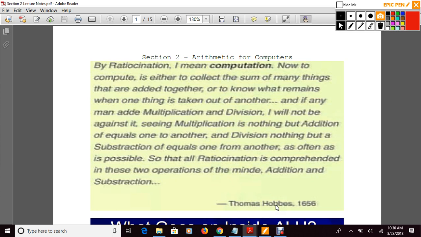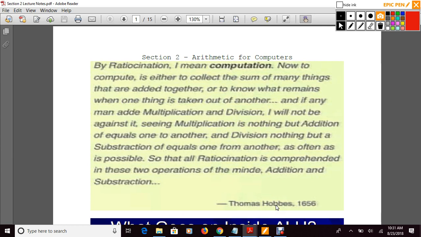A lot of philosophers like Pythagoras were also philosophers, and a lot of things that they came up with back then are still applicable now. Right? So by ratiocination, he means computation. Now, to compute is either to collect the sum of many things that are added together, or to take what remains of one thing that is taken out of another. What he's referring to there is multiplication and division, right? If you're multiplying 4 times 3, what you're doing is 4 plus 4 plus 4. And likewise, if I'm doing 20 divided by 5, I'm figuring out how many times I can subtract 5 from 20.